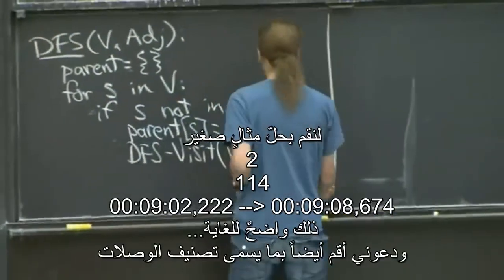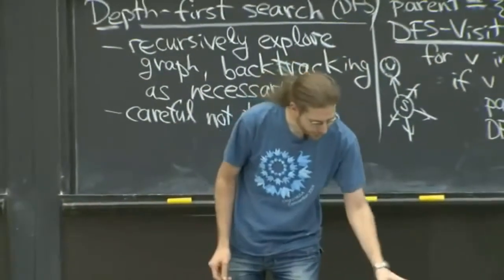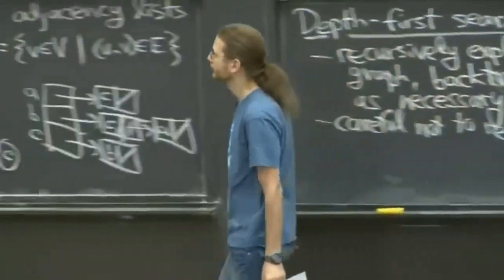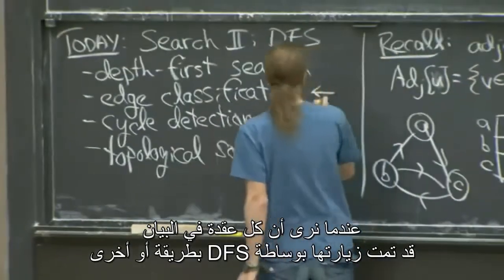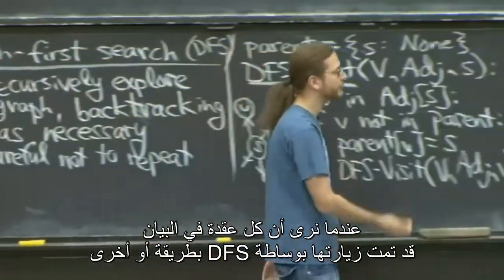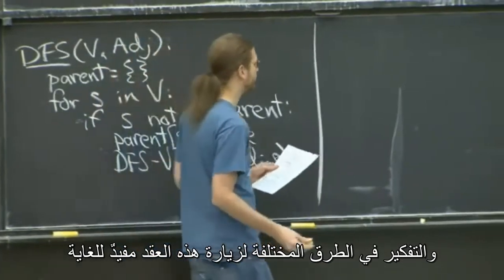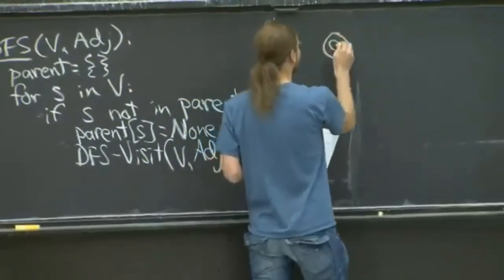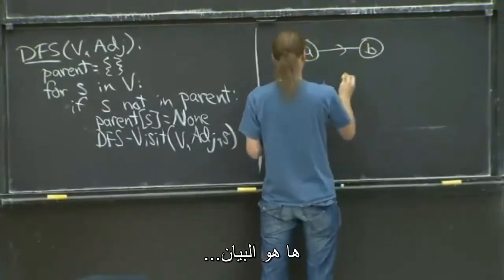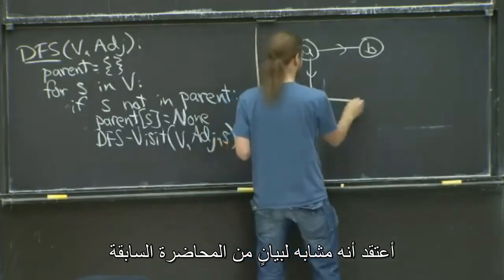Let's do a little example. So this is super clear, and then it will also let me do something called edge classification. Once we see every edge in the graph gets visited by DFS in one way or another, and it's really helpful to think about the different ways they can be visited. So here's a graph. I think it's similar to one from last class.